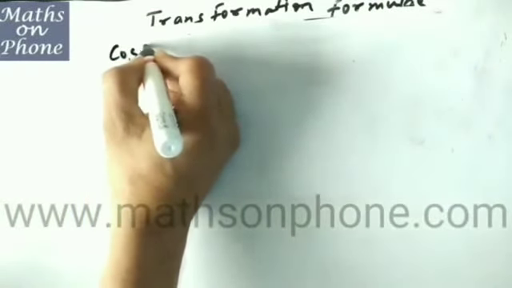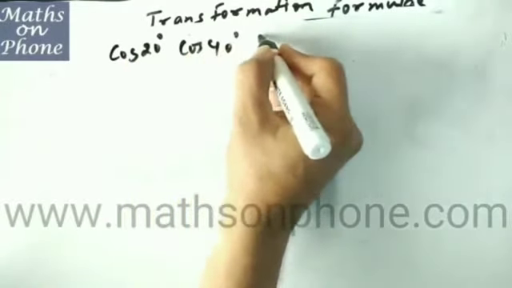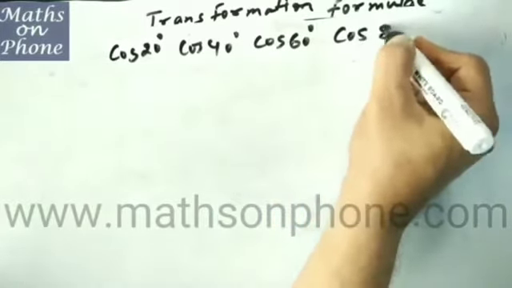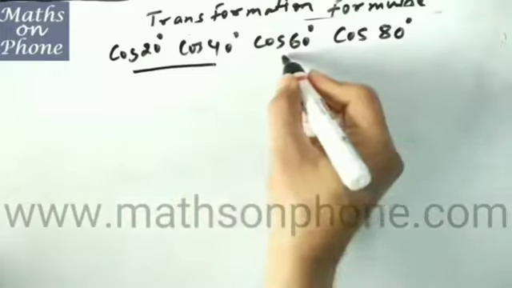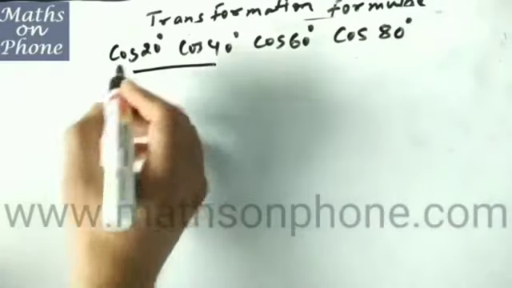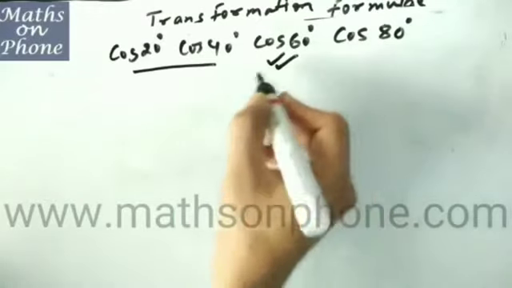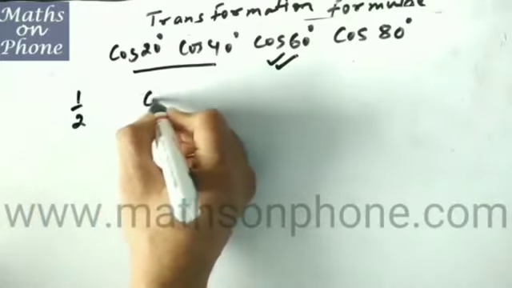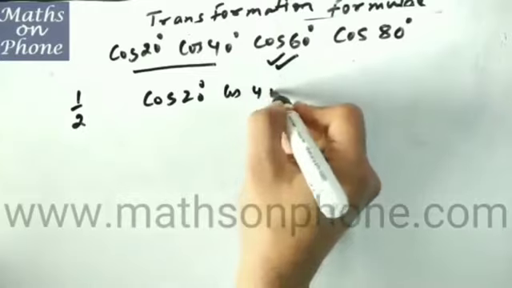Another very good question we are going to solve. This is cos 20° into cos 40° into cos 60° into cos 80°. Just combine two things together, this and this, and this and this. You can go for that, not a problem. Firstly, I am combining this, and we know the value of cos 60, so firstly we will write its value, that is 1/2. We are combining, this is cos 20 into cos 40.